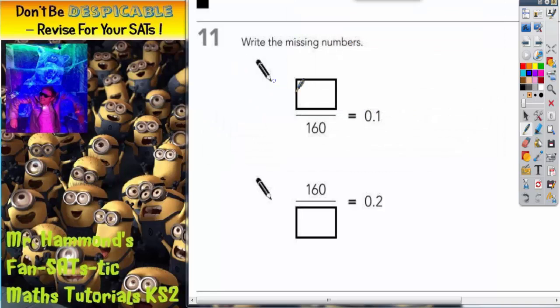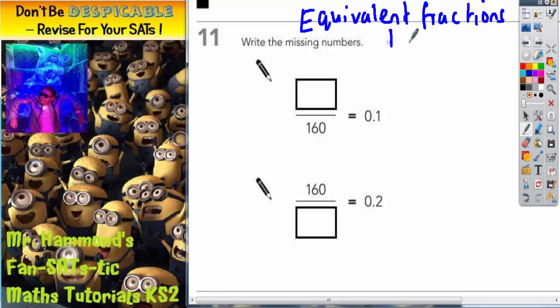Question 11. We've got to write the missing numbers. Now there are a few ways we could go about this, but the easiest way of all is to use our knowledge of equivalent fractions and decimals. Now let's have a think about what we know so far.